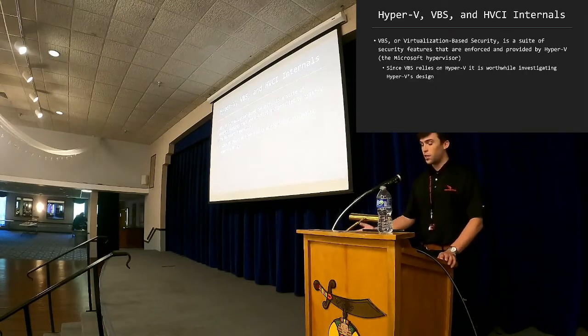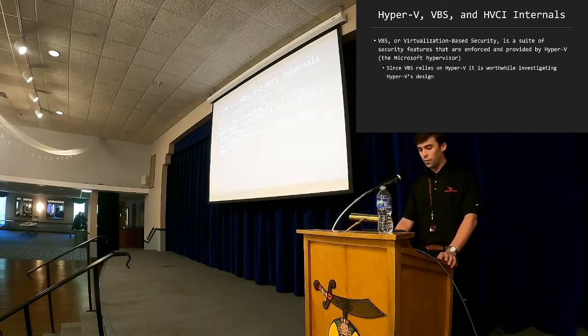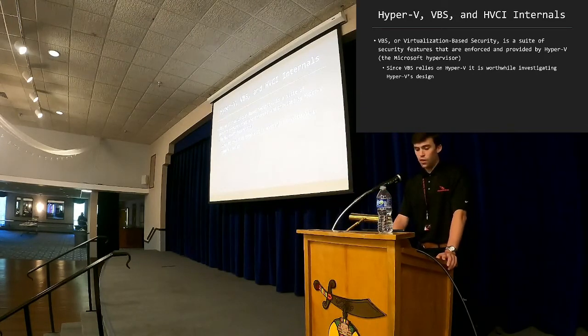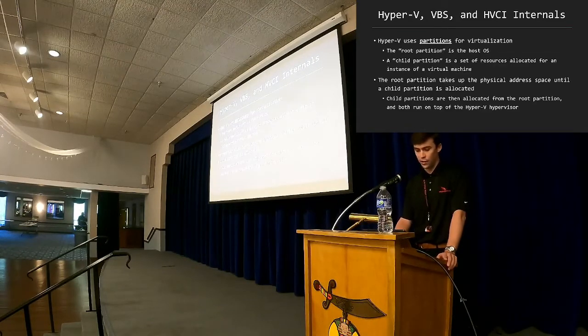VBS, or Virtualization-Based Security, is, as I mentioned, a suite of features enforced and provided by Hyper-V. If you're familiar with it, you're probably familiar with Credential Guard, for instance, which is one of the security mitigations offered under the umbrella of VBS. And what VBS does is it works off of Hyper-V, which is Microsoft's hypervisor. So since Hyper-V is responsible for enforcing VBS, it's worthwhile investigating the design.